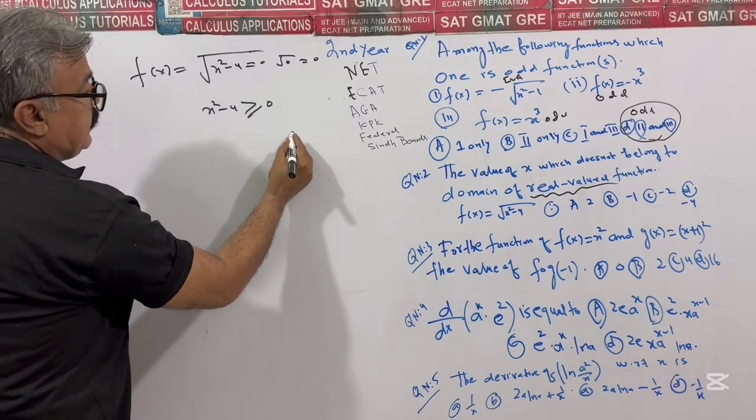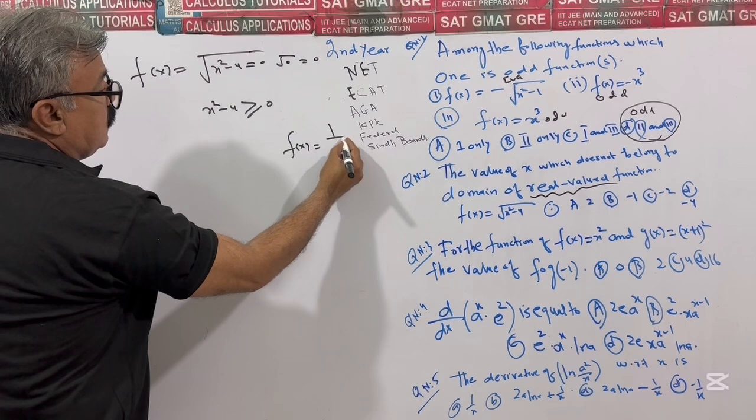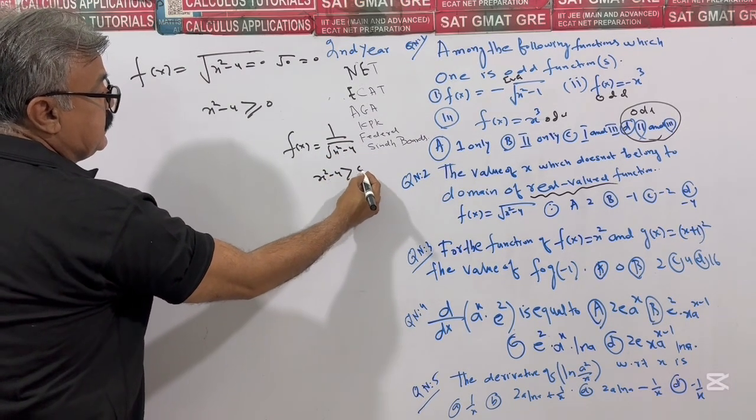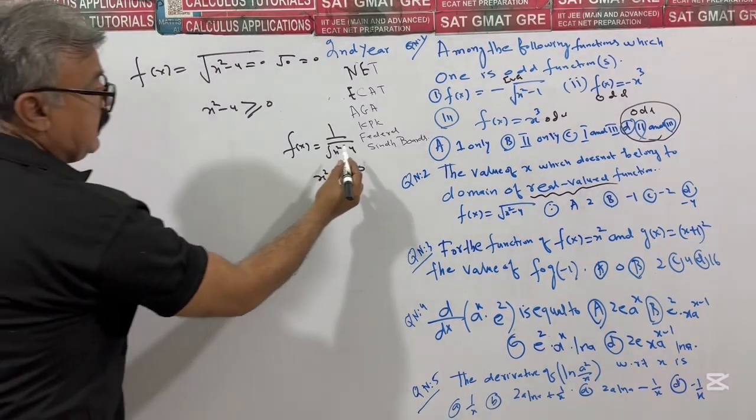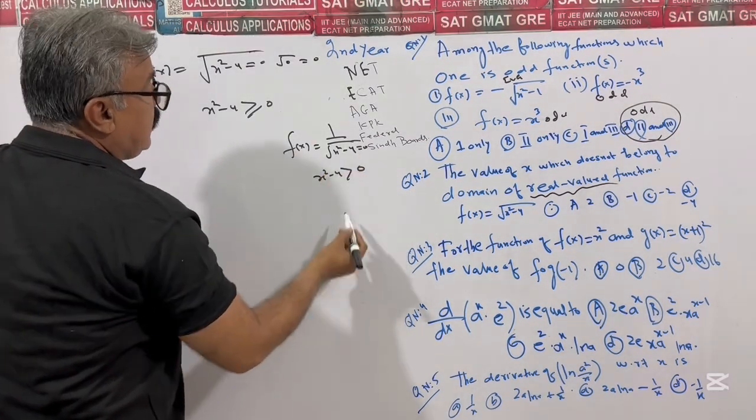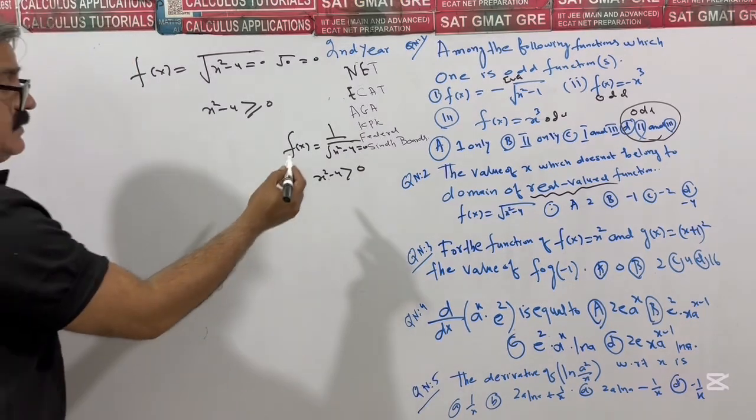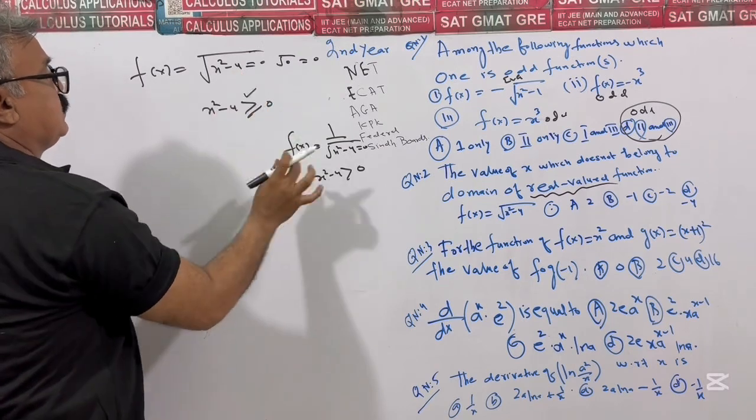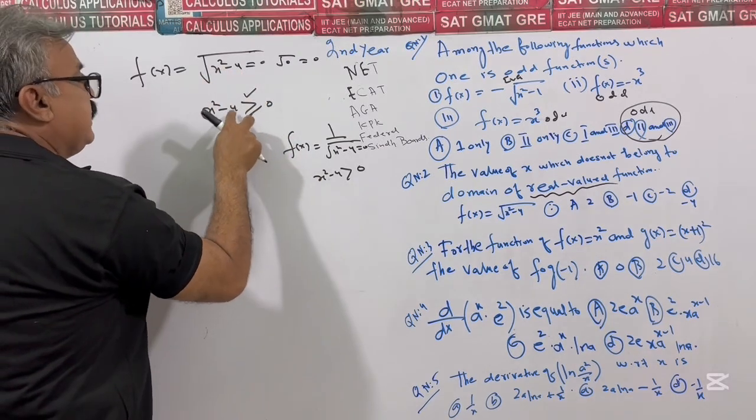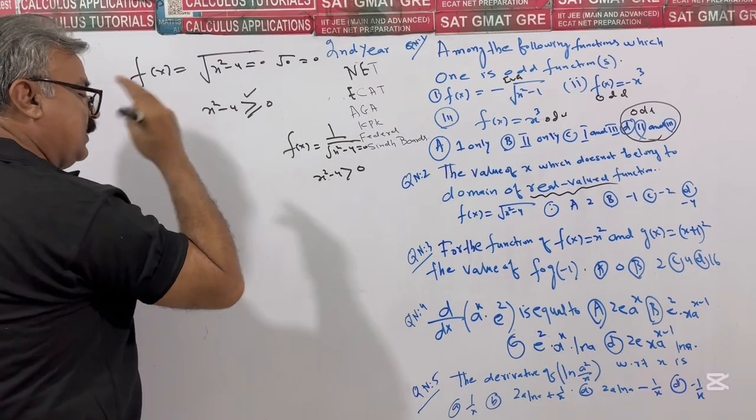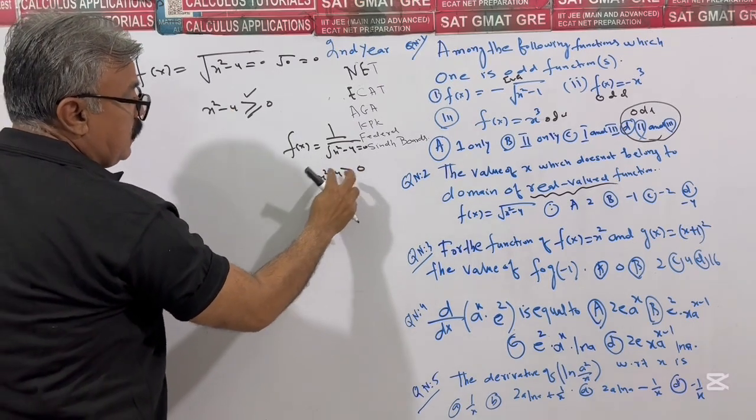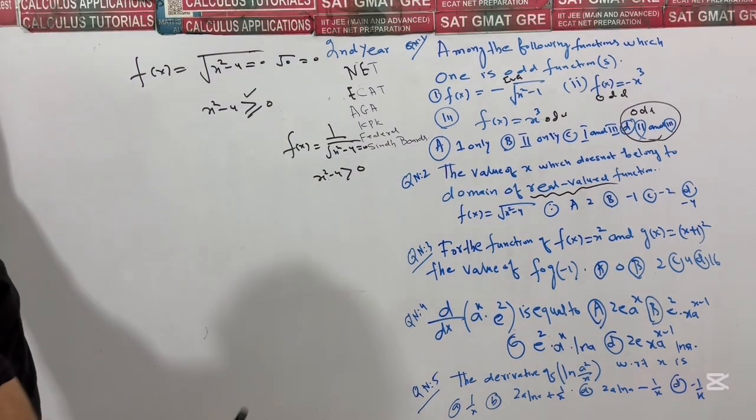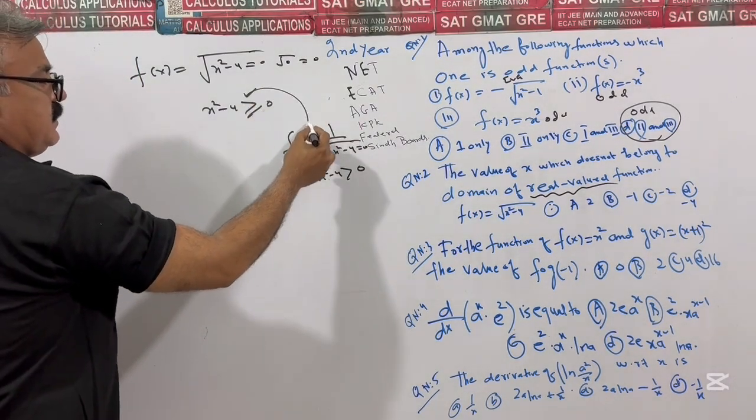If f of x is 1 over root of x square minus 4, then I would have written x square minus 4 is greater than 0. Why? Because if this is equal to 0, division by 0 is not allowed in mathematics. Look at the tiny, very fine difference between these questions. If the function is in the numerator root, then greater than or equal to 0 also works. If it is in the denominator, we cannot afford 0 because division by 0 is not allowed in mathematics.